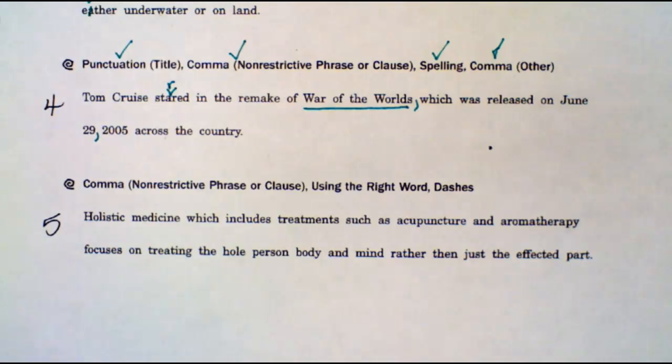And lastly, let's correct sentence 5. Sentence 5 says, holistic medicine, which includes treatments such as acupuncture and aromatherapy, focuses on treating the whole person, body, and mind rather than just the affected part. In this sentence, I'm going to add commas to show that I have another non-restrictive phrase. I need to make sure I'm using the right word, and I'm also going to add dashes.